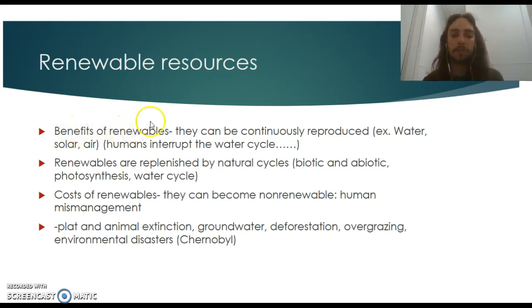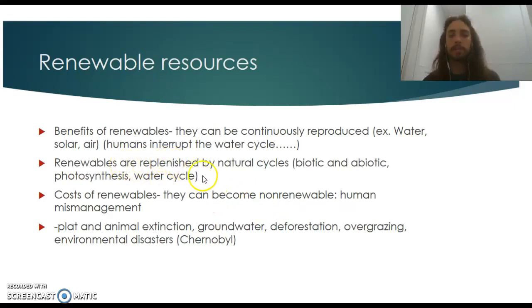Benefits of renewable resources: they can be continuously reproduced, so water, solar, air. The only thing is humans can interrupt all of these cycles, really, but the water cycle is a big one that we interrupt. We talked about it in nuclear power, we talked about it in pollution, all that stuff. Whenever we take water out and then don't put it back in the same way that it was before, then we're kind of interrupting the water cycle there. So it doesn't quite go straight back into the system yet.